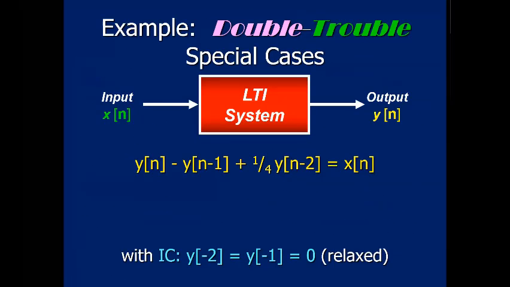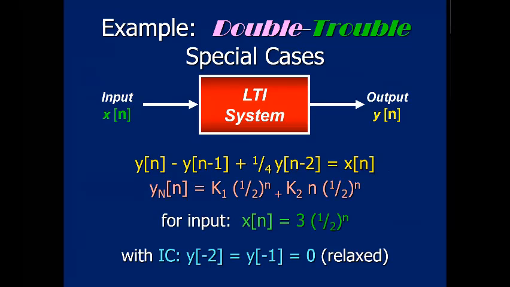What if we had double trouble? What if you had both special cases happening at once? What if we had that same difference equation we just solved with still relaxed, but I made my input 3 times 1/2 to the n with a u of n after that? Where I'm forcing it now with the same shape as not just one, but two terms in the natural response. What do I do in this case?